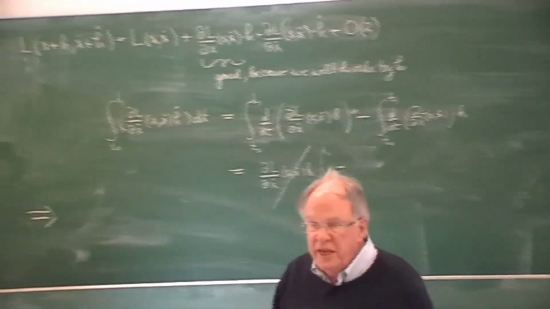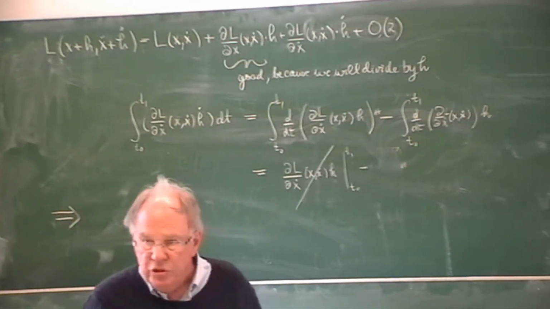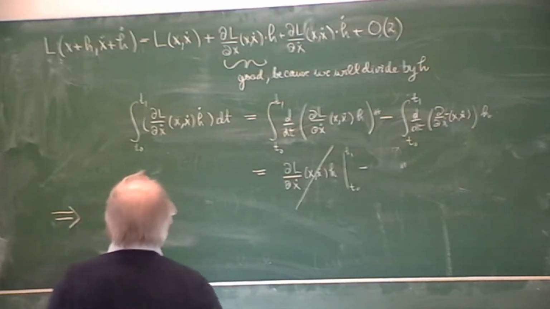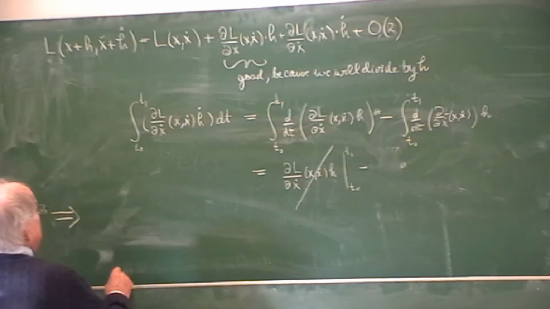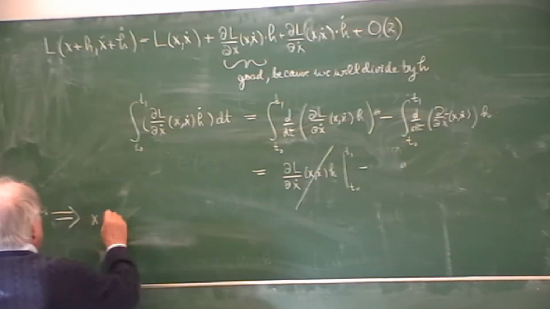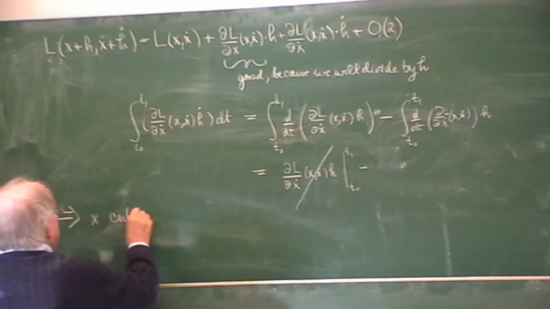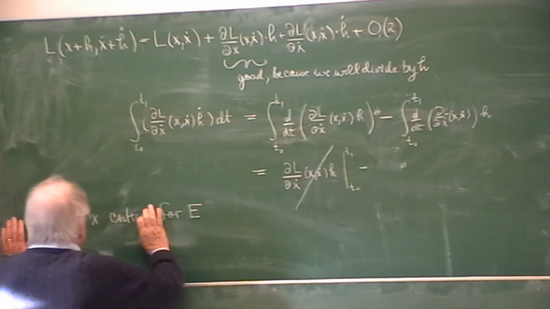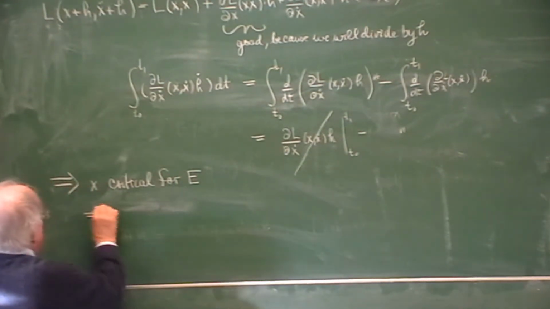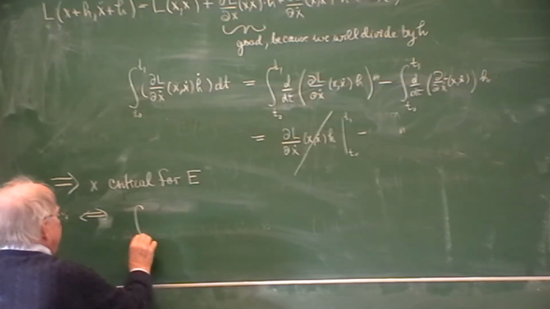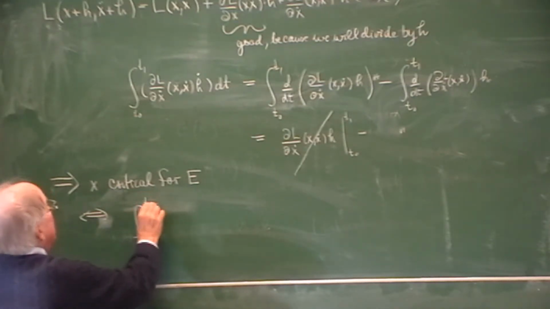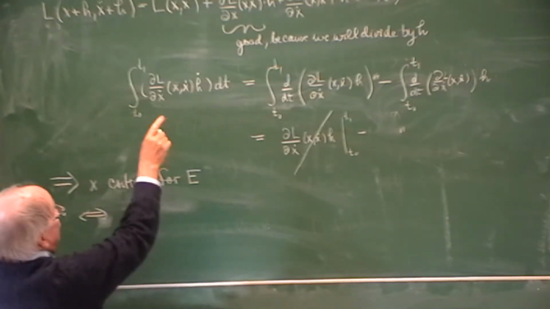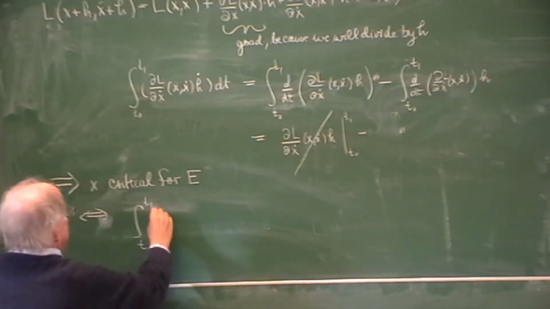Oh, there it is. Play no role in this critical point business, as usual. So this integration by parts says that x is critical for E if and only if the integral from 0 to t, now I have to put everything in, that minus that, so the first order stuff vanishes.